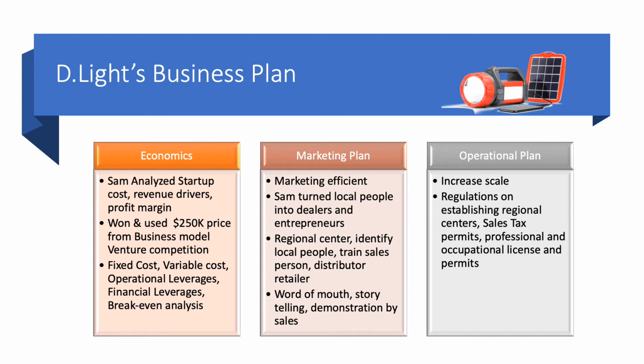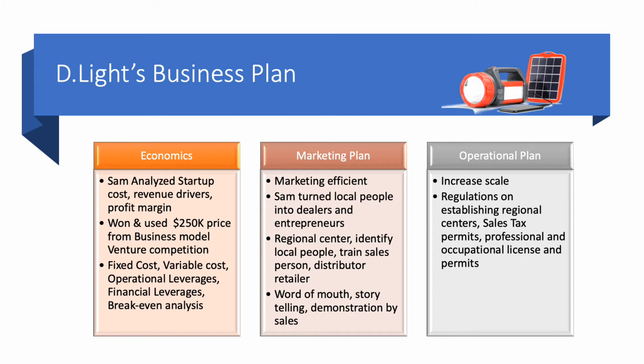As part of the marketing plan, the marketing needs to be done efficiently. And Sam turned the local people into dealers and entrepreneurs. He established the regional centers, he identified the local people, and trained them to be salespeople, distributors, and retailers. The marketing happened primarily through word of mouth, storytelling, or demonstration by the salespeople.